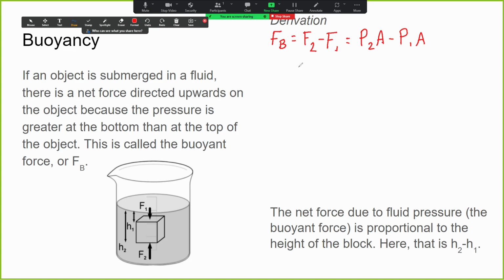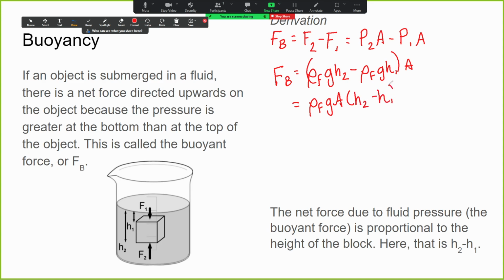We can then write this as a function of densities, so we know the density of the fluid. We would want to define buoyant force in terms of that. So F_B is equal to the density of the fluid times g h2, minus, once again, the density of the fluid times g h1, and this is all times A. Sorry, I dropped my A here. I'm going to factor this out a bit differently: rho_f g A times (h2 minus h1) is equal to my buoyant force.